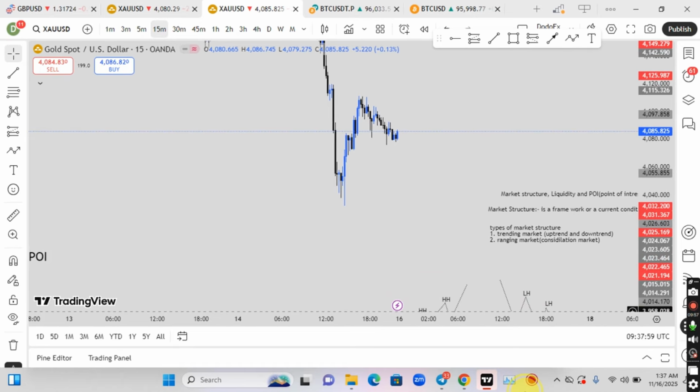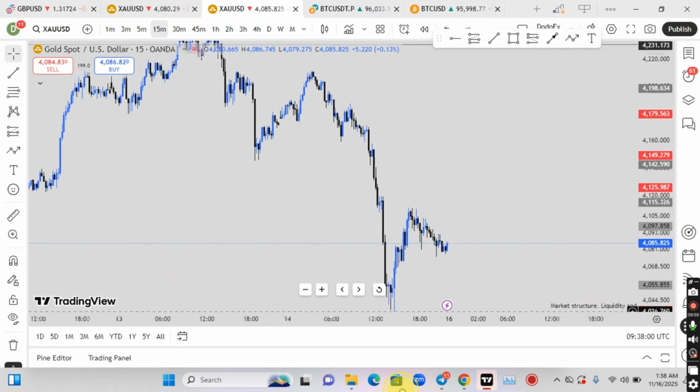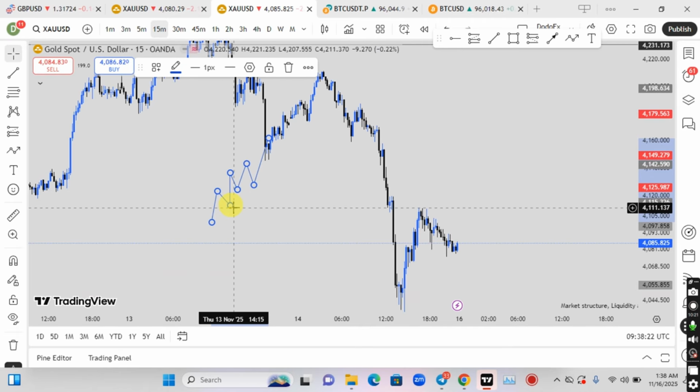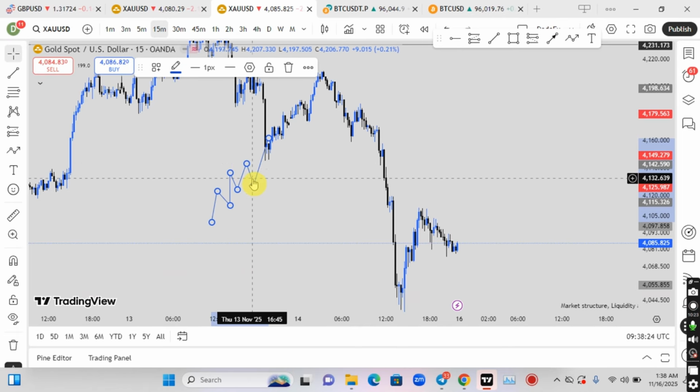So let me show you an example here. From this chart, you see price has been moving in a series of higher highs and higher lows, right? So if I bring out this structure here, what do you see? Higher high, higher low, higher high, higher low, higher high, higher low.